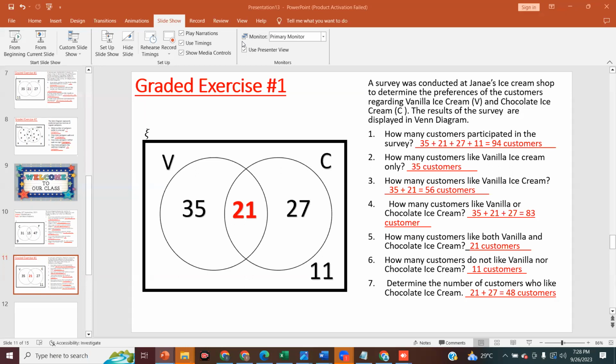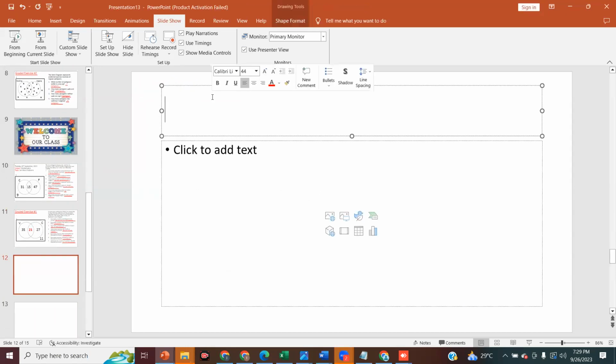Now I want to do something different. So this is going to be grade exercise number 2. Let's look at this one. I want you to try this one. I haven't really taught this one, but using your understanding of what we did.